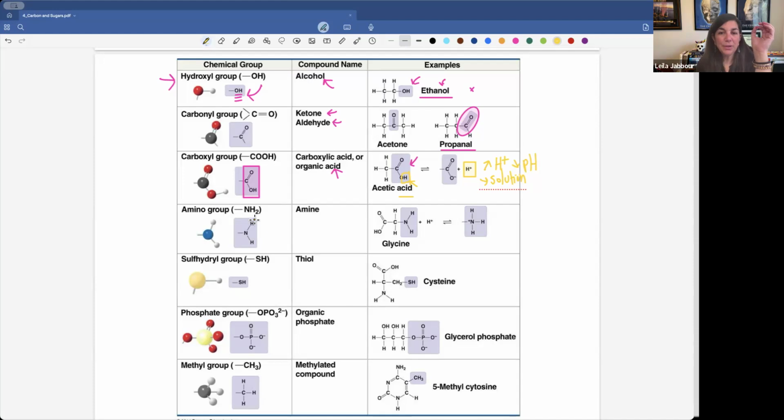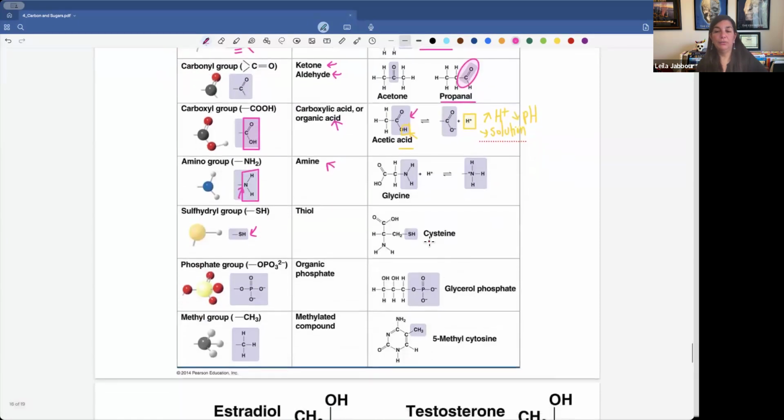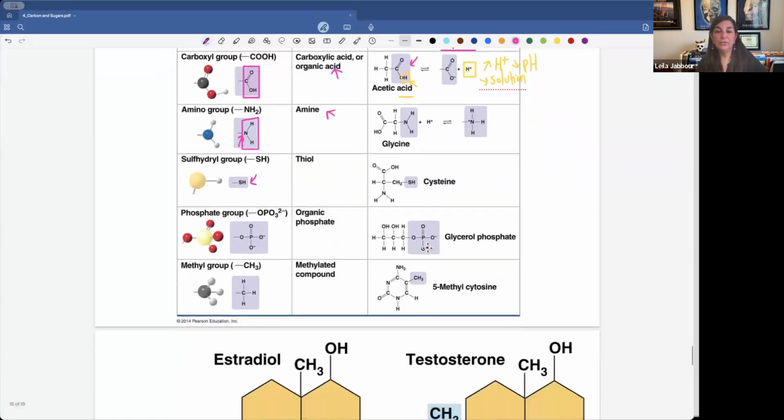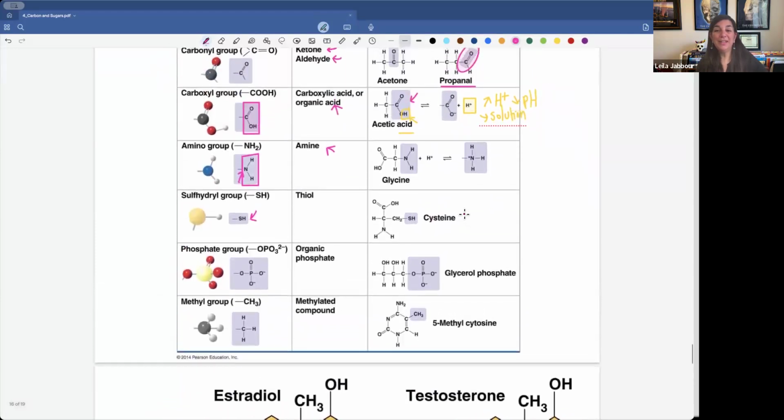An amino group is made of a nitrogen bound to 2 hydrogens. So here we go. This is an amino group. And the molecule will be called an amine. So glycine is an amine. Sulfhydryl groups are with SH. This is another molecule, an example that has an SH in it. And by the way, glycine and cysteine happen to be 2 of our 20 different amino acids.